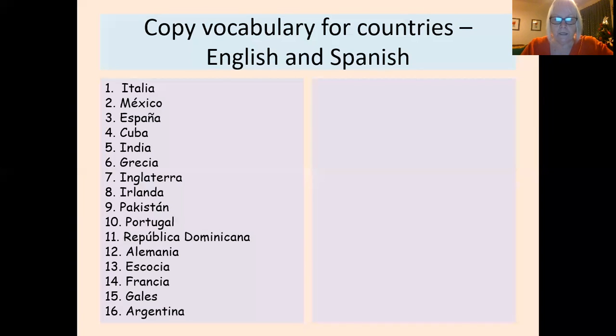You might notice here that you've got capital letters for the countries. You wouldn't have those for nationalities in Spanish. You do have them at the beginning of countries. Okay, so again, you need to pause the video while you write that down.